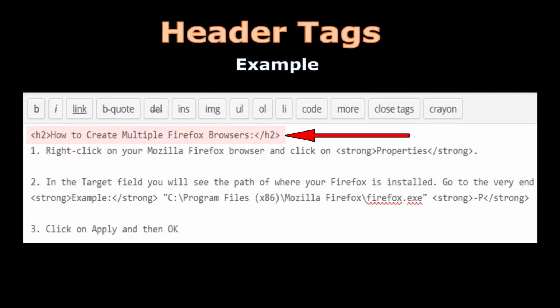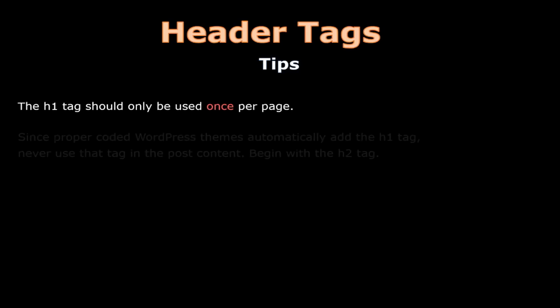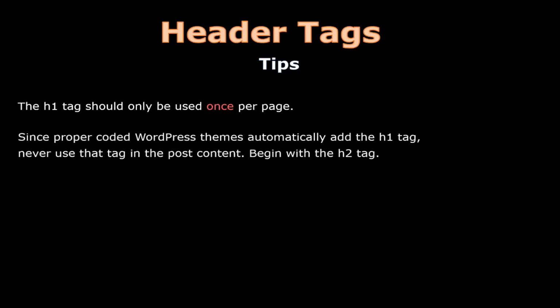Here are some tips that you can use when creating header tags. The H1 tag should only be used once per page. Since properly coded WordPress themes automatically add the H1 tag, you should never use the H1 tag in the post content. Begin with the H2 tag.